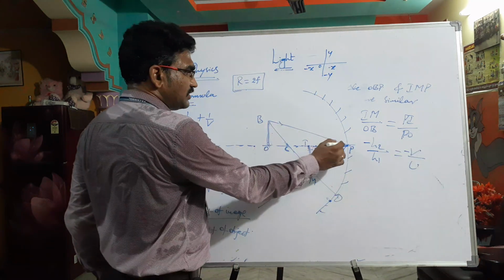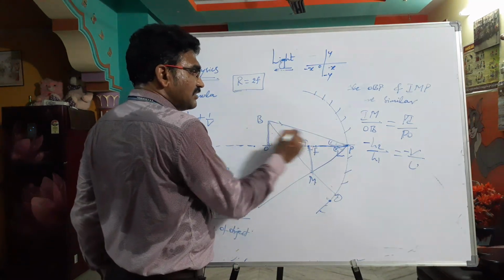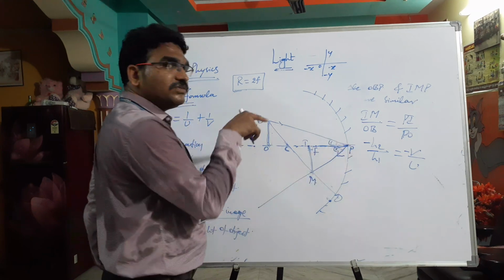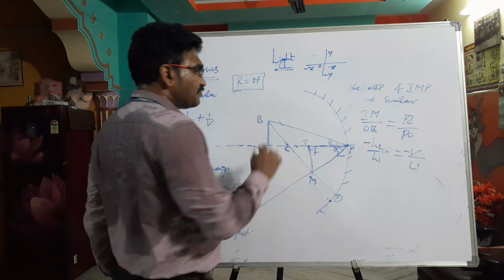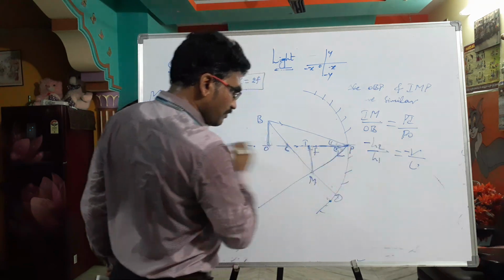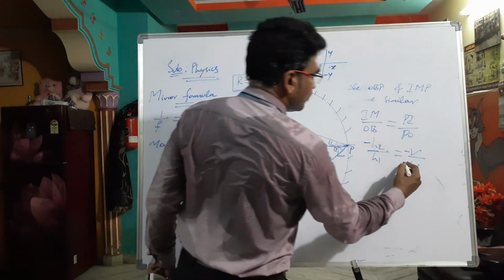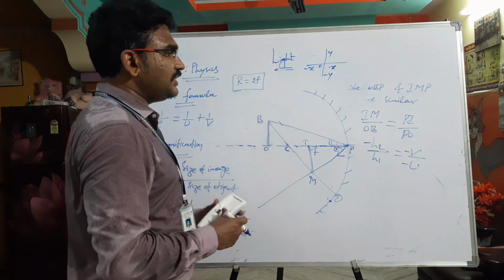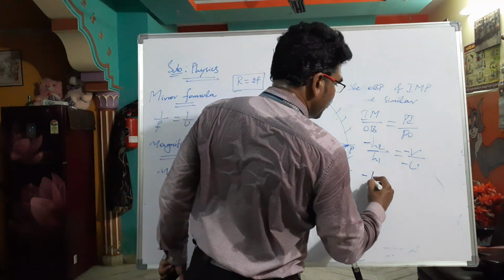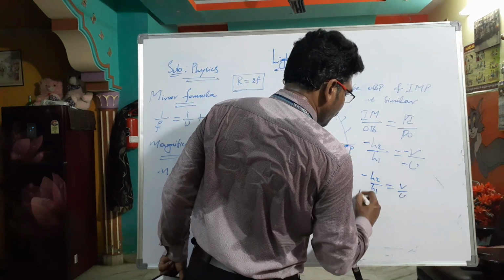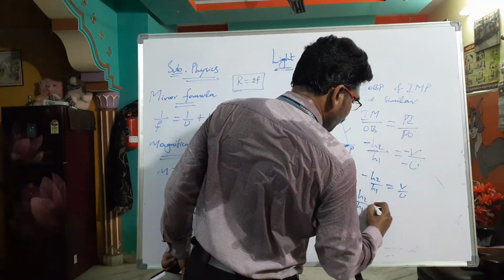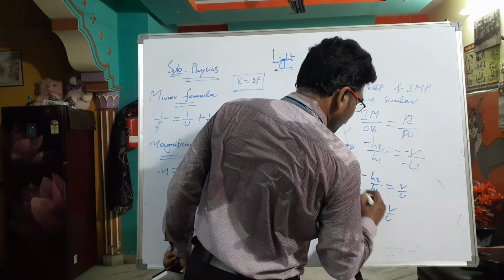And object distance, when you are measuring the distances opposite to the direction of incident rays, you have to take it as negative. Incident rays are moving in this direction, you are measuring in this direction, PO, this is also minus. Then what are you going to get here? You are going to get minus H2 by H1 is equal to V by U. Then you can write it as H2 by H1 is equal to minus V by U.